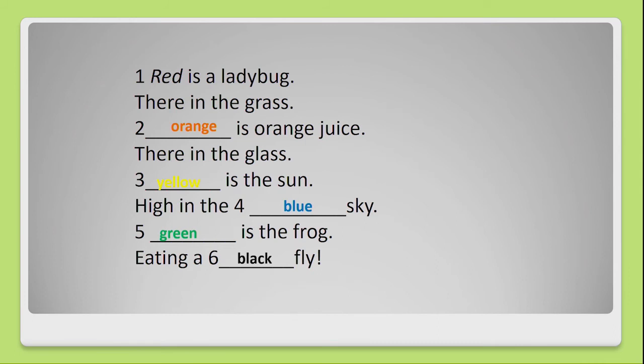Let's read together. Red is a ladybug there in the grass. Orange is an orange juice there in the grass. Yellow is the sun high in the blue sky. Green is the frog eating a black fly. Good job! Now children, let's play.